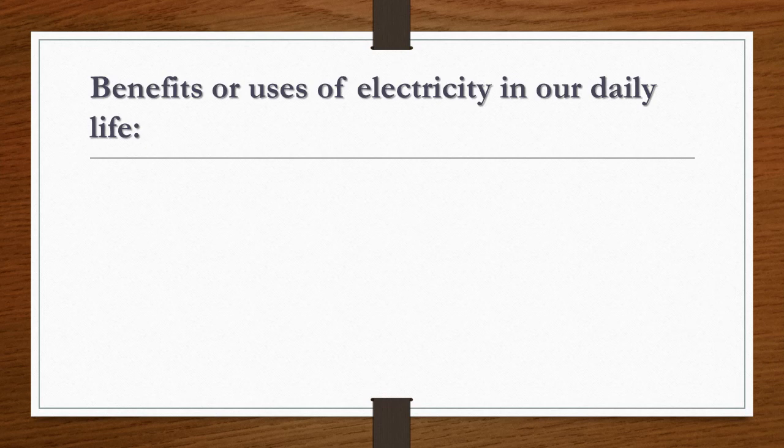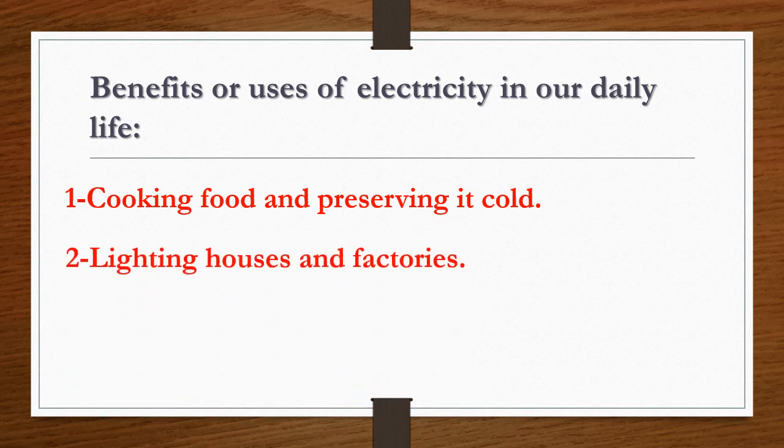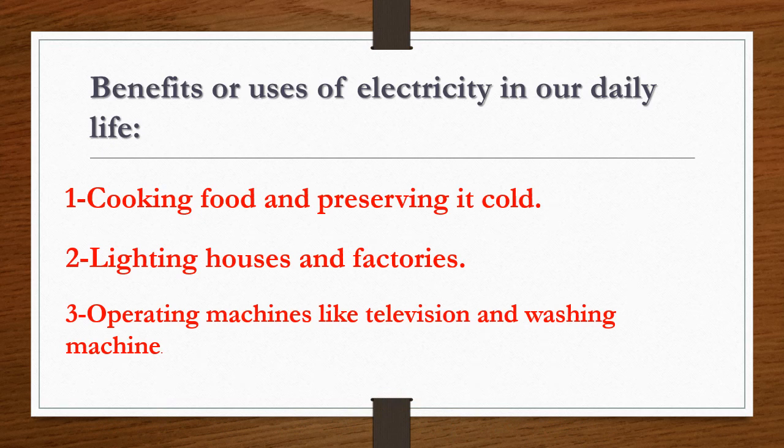Benefits or uses of electricity in our daily life. My friends, electricity is very important. We use it in cooking food, in preserving the food cold, in lighting houses and factories, and in operating machines like television and washing machine.